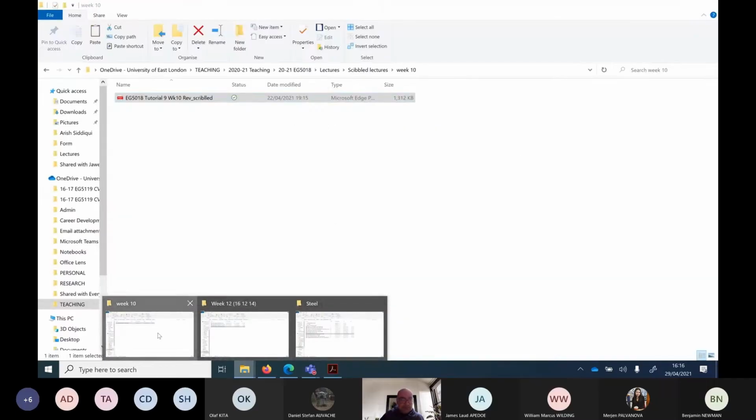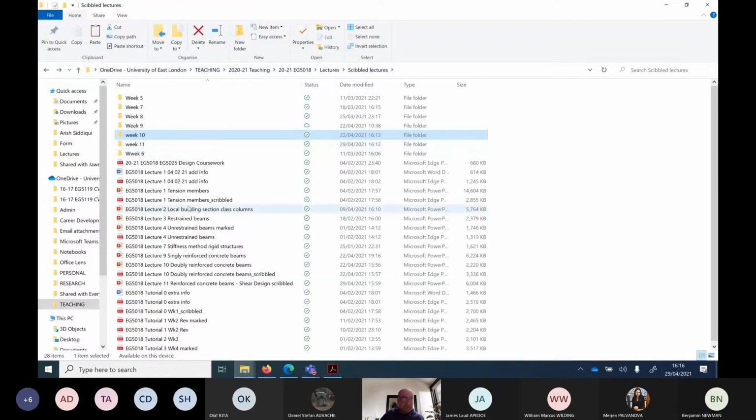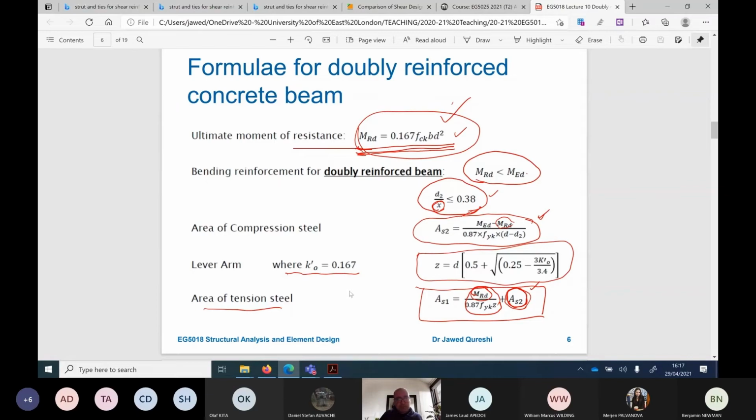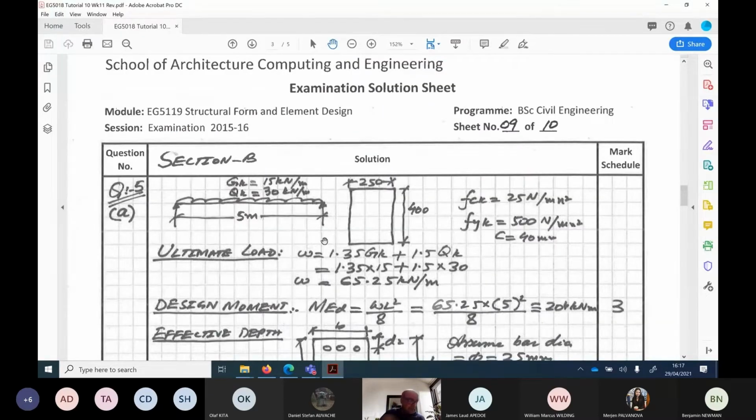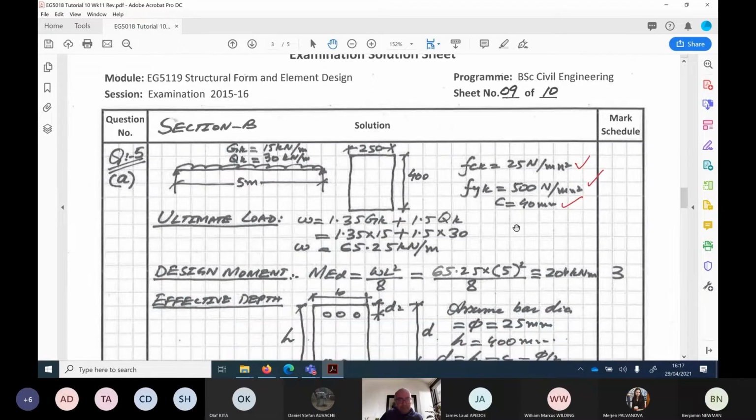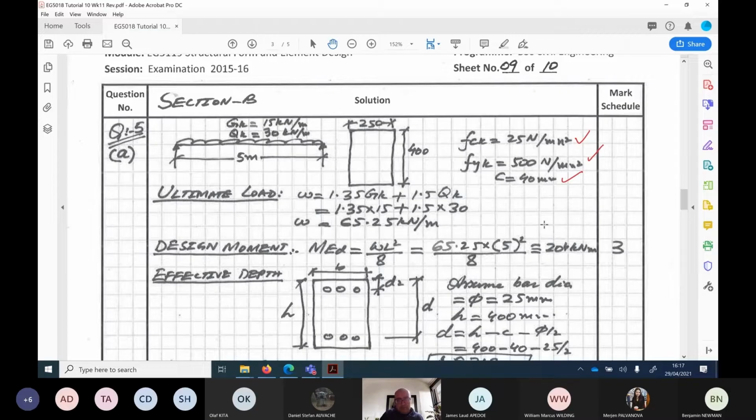First things first, you have to have a look at these design formulas. First, you have to determine the moment of resistance. But for finding moment of resistance, we need to find out the design load. Now, fck is given to us, fyk is given to us, and cover to reinforcement is given. If cover is not given, simply assume it. And the ultimate load, the factored load, is 1.35 Gk plus 1.5 Qk. Gk is 15 and Qk is 30. So if you put these values, you will get the value of w or design load as 65.25.